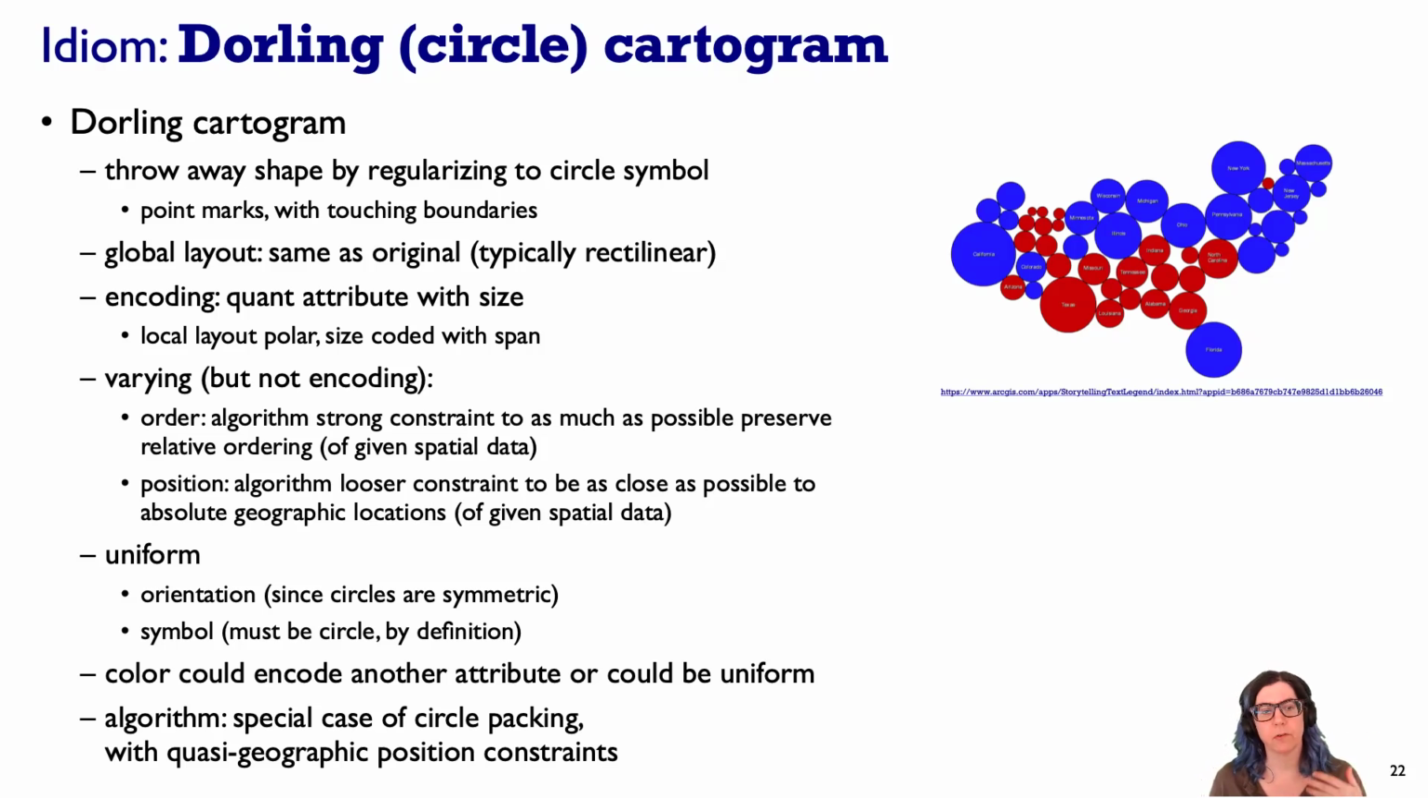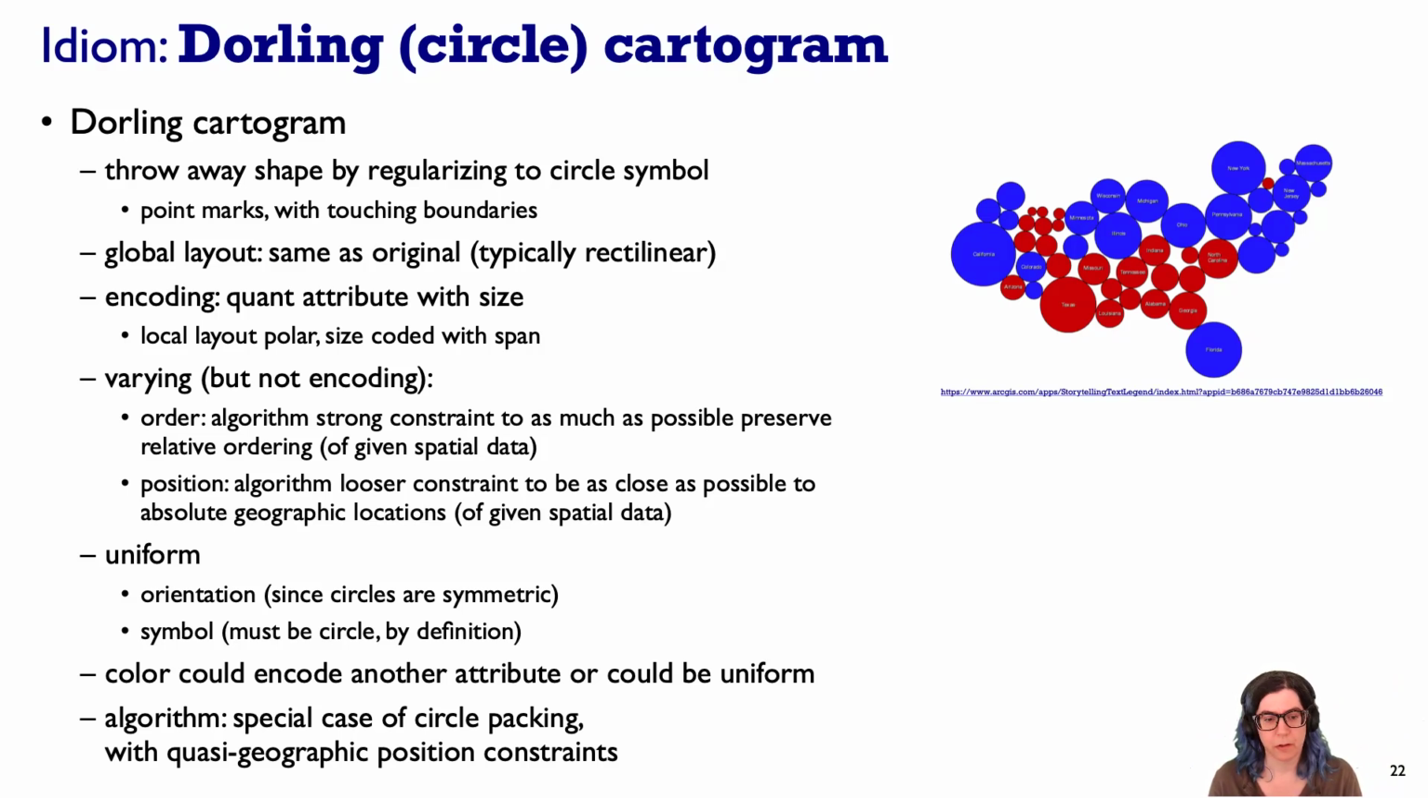But in both cases, for both order and position, these are algorithmic computations that are not in any way guaranteed to absolutely simply encode a target attribute, whereas their size does encode. Their size actually has a value that can be decoded by our perceptual system. But the order and the position, those are just best effort hopes to preserve algorithmically. And that's why they're varying rather than encoding.